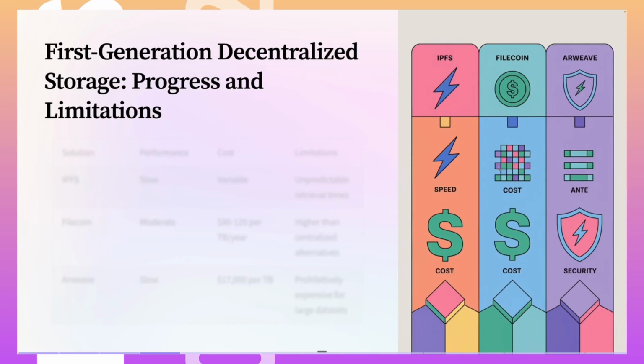IPFS is a common name. So it's the father of everything, I could say, because they started all of the decentralized storage. So it's a form of DePIN, but it only focuses on the storage. So in the first generation of decentralized storage, scalability is not focused, speed is not focused, cost is not focused.